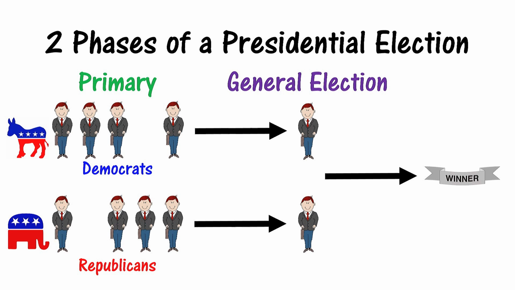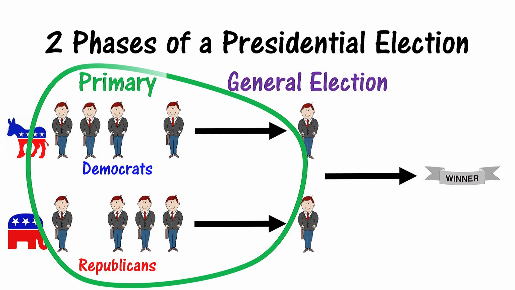This video is only going to focus on how someone wins a political party's nomination for president by focusing on how the process works in the context of the U.S.'s two dominant parties, the Democrats and Republicans. This process can also apply to a third party, but it won't apply to someone who runs for president without belonging to a political party.